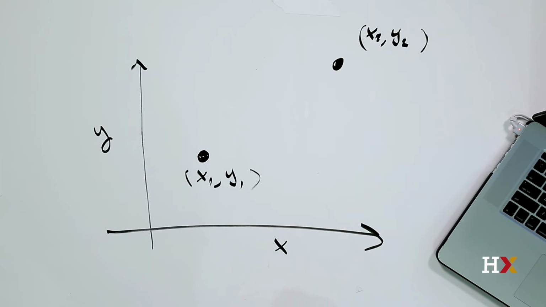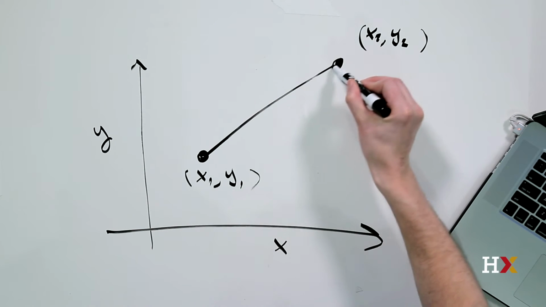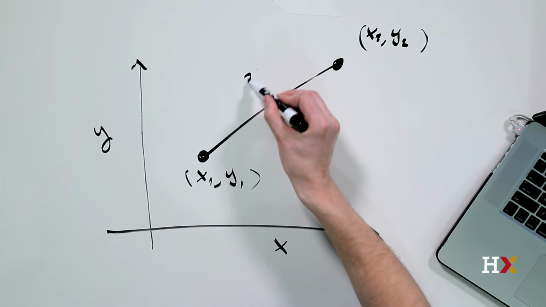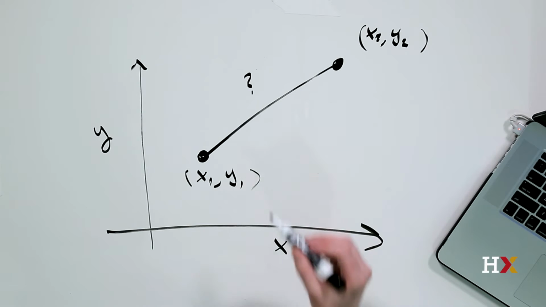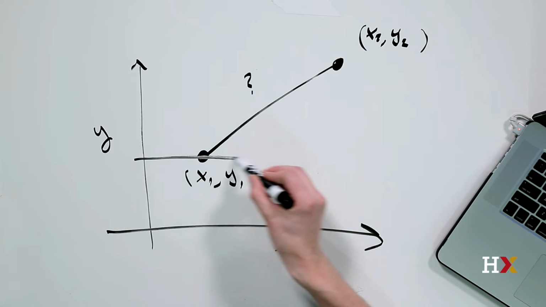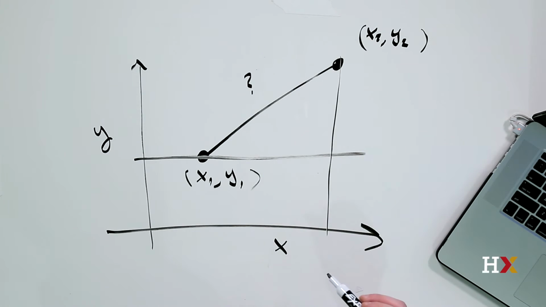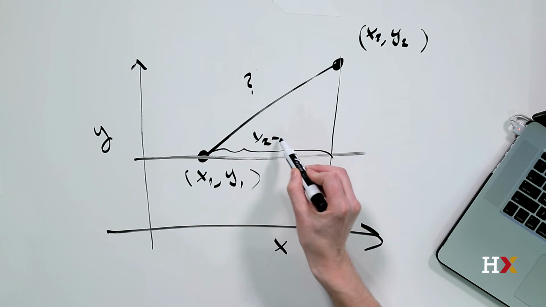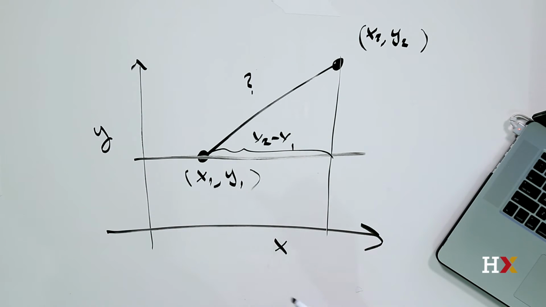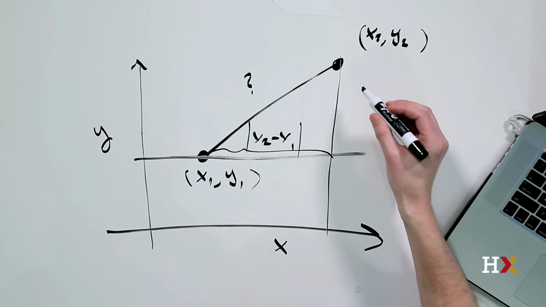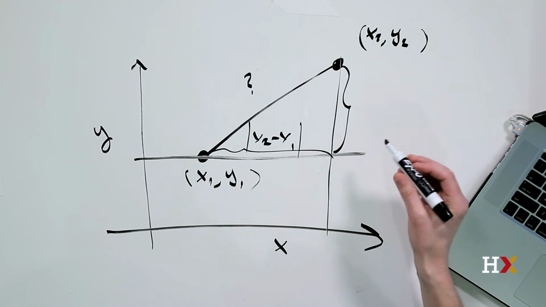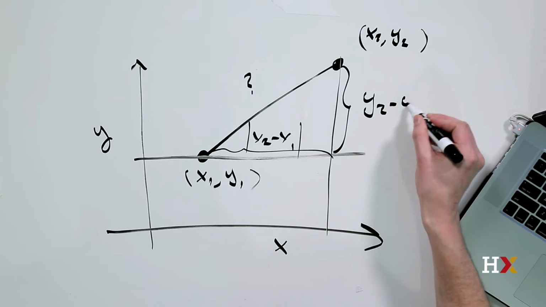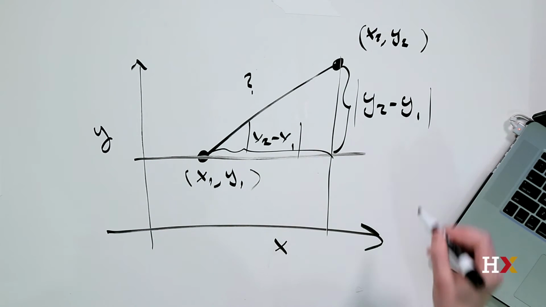y2. The distance between these 2 points is this line here, the length of this line, which at present is unknown. To determine that distance, we can do the following. We know that the length of this line over here is going to be x2 minus x1 as long as x2 is greater than x1. If we want to be sure, we can just take the absolute value of this difference. The second thing we can do is determine the length of this line over here, which is y2 minus y1. Again, we can take the absolute value of that.